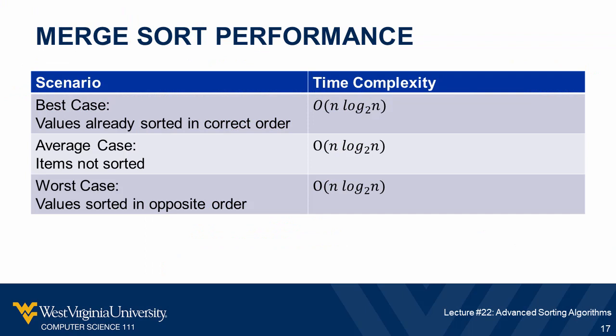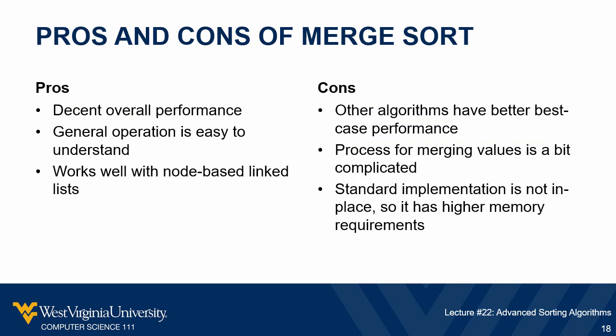Because of how merge sort works with breaking things down into one element groups and then rebuilding, there actually really isn't any difference in its time complexity depending on whether things are sorted or not sorted or sorted in reverse order. Everything is big O of n log n. Compared to some other algorithms, in terms of pros and cons, merge sort has pretty decent performance, and overall it's fairly easy to understand, which is a nice thing to have in an algorithm. It works well with node-based linked lists too, so that's also a nice thing.